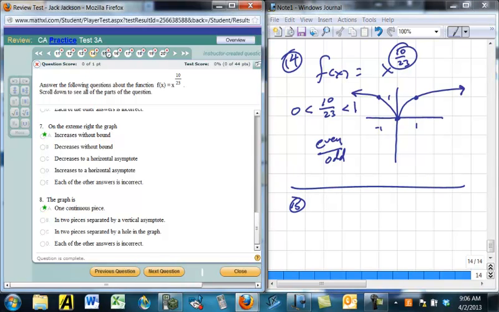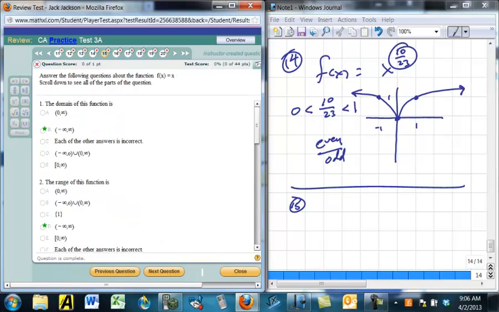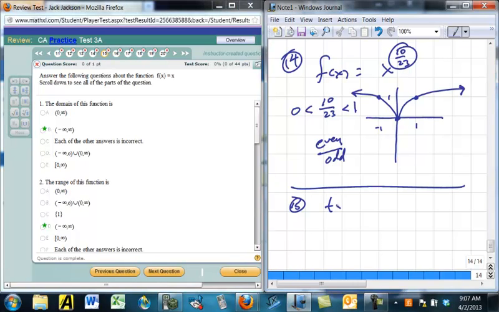Okay, next, 15. Oh, here it is. F of x equals x. Well, y equals x, we know what that is. That's just a line with slope 1. Goes through the origin like that. So the domain is all reals. The range is all reals. That's B here, D there.